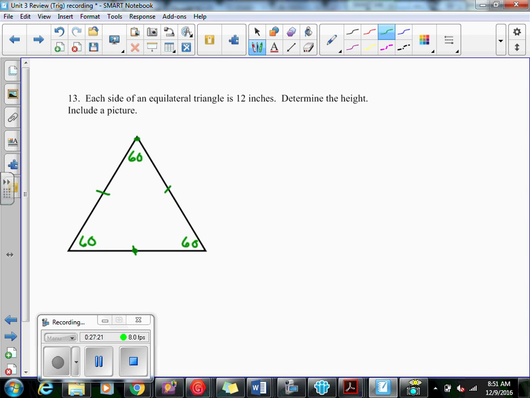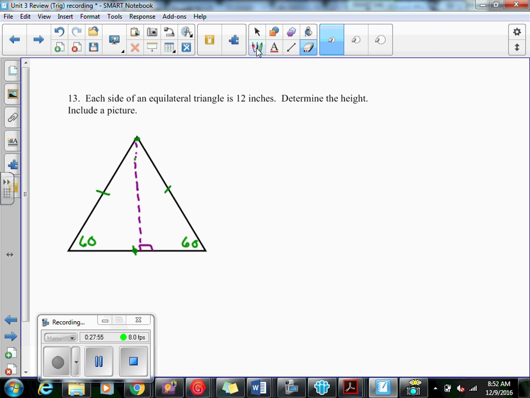So I'm going to draw what's called an altitude in here. An altitude is a segment that comes from the vertex of a triangle and is perpendicular to the opposite side. Perpendicular means that when it gets to the other side, it's going to form a right angle. So now what I have, instead of having a big equilateral triangle where all the angles are 60 degrees, I'm now going to have a 30, 60, 90 triangle. Let me show you why.